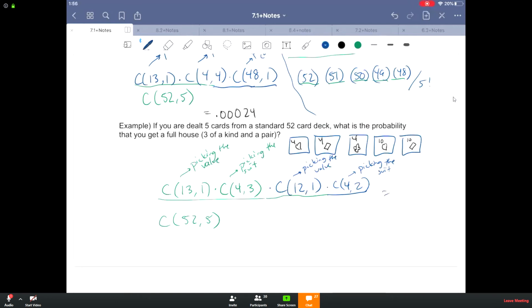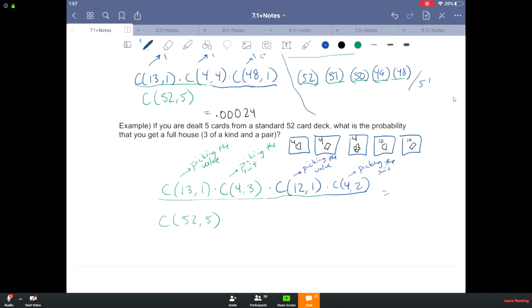All right, any questions on that? Yeah, it's 12 because one of those values goes away because you chose it for the first 3. So like in the way I drew it, we had the 4s in the beginning. Well, to pick that second pair, I don't want to pick a 4, right? So you got to get rid of that option. So that leaves you with 12 options left.